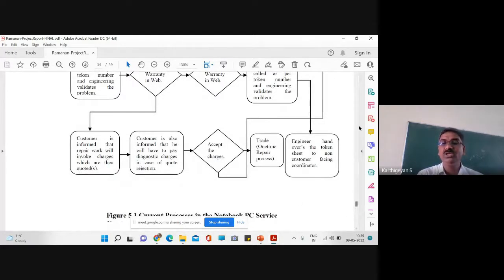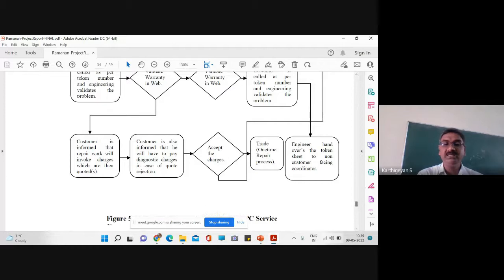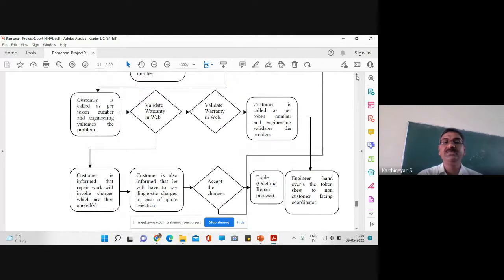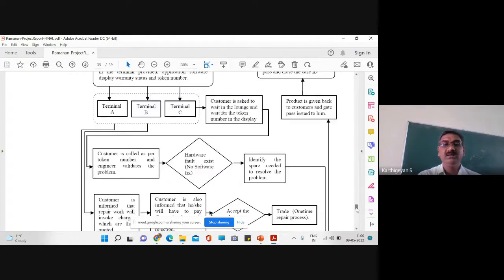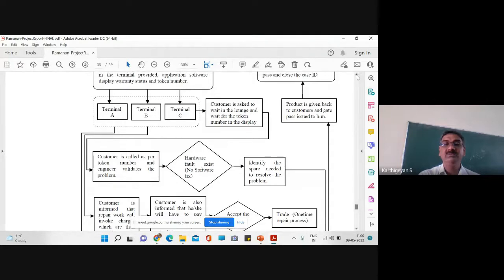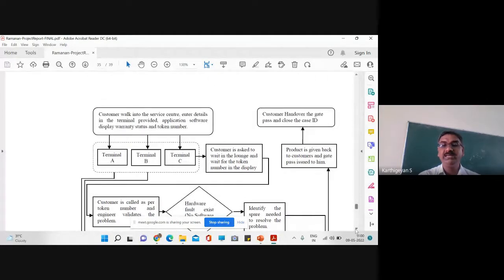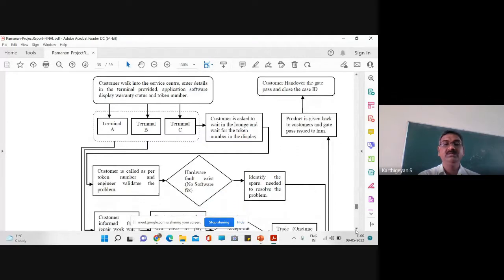Okay, so this flow chart gives the current service process in the PC service center. The current process is: the customer walks into the service center and hands over the laptop to the information desk, to check whether it is a free service or paid service, and then it goes to the next step and so on. What he has done is the proposed process, which was actually implemented in real time and reduced the customer service waiting time drastically.